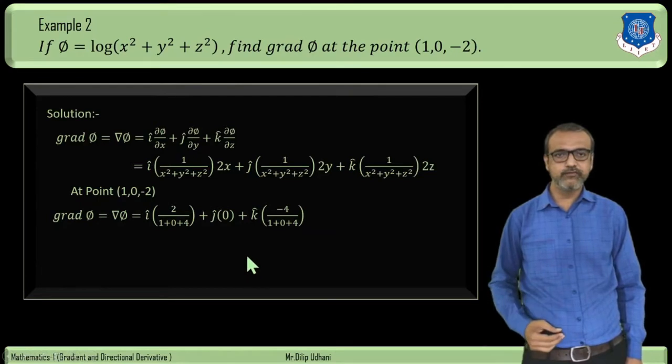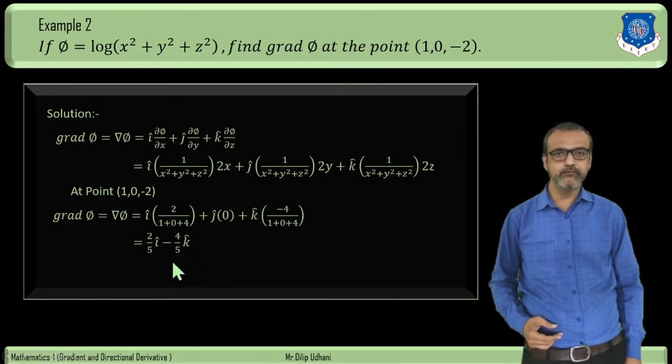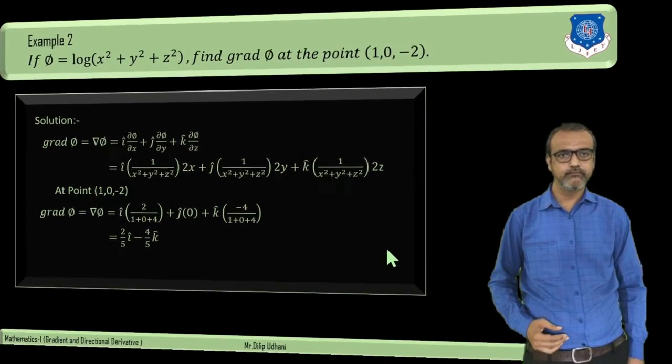Now we have to simplify this result. So this is 2 by 1 plus 4, 5. So 2 by 5 i cap. This is 0. So no need to write down this term. Then after this is minus 4 by 5 k cap. So 2 by 5 i minus 4 by 5 k cap. This is the required gradient of given function phi at point 1, 0, minus 2.